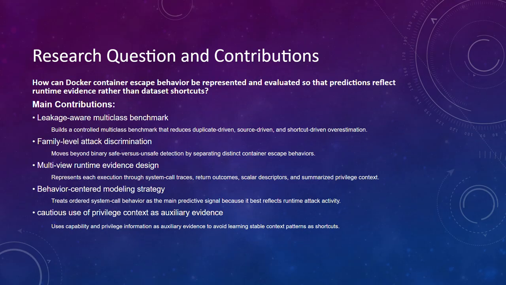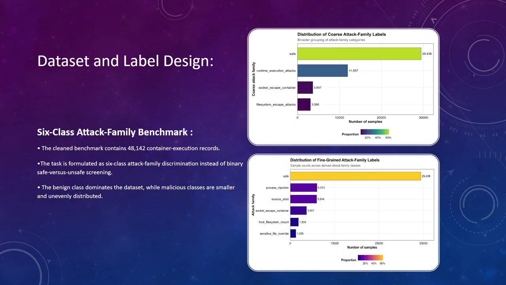Behavior-centered modeling strategy: using ordered system call behavior as the main predictive signal, because it best reflects runtime attack activity. Cautious use of privileged context as auxiliary evidence: using capability and privilege information as auxiliary evidence to avoid learning stable context patterns as shortcuts.